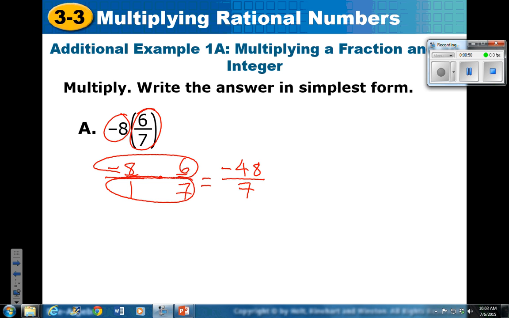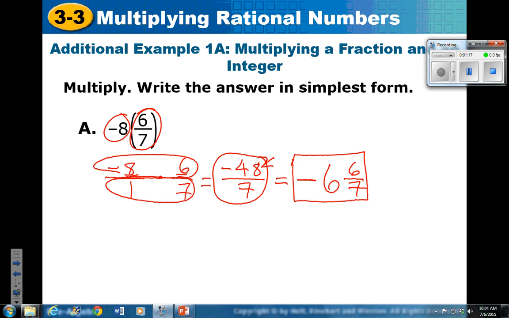Now this is an improper fraction right here, so we need to simplify that. Equals, let's go ahead and put the negative so we don't forget it. 7 goes into 48 6 times, so our whole number is going to be 6. 6 times 7 is 42. 42, when we had 48, leaves us with 6, and we keep our denominator. So our answer is -6 and 6/7.